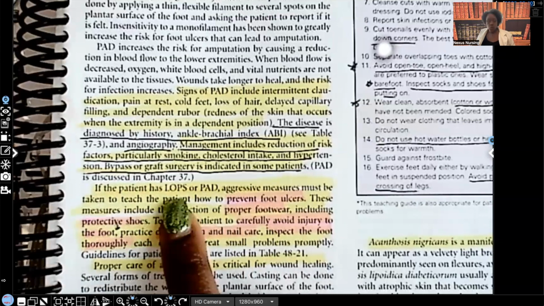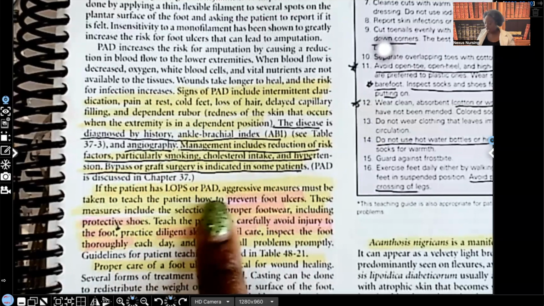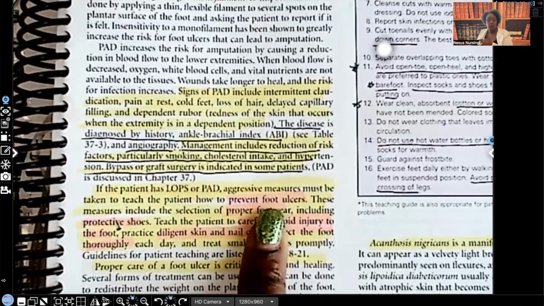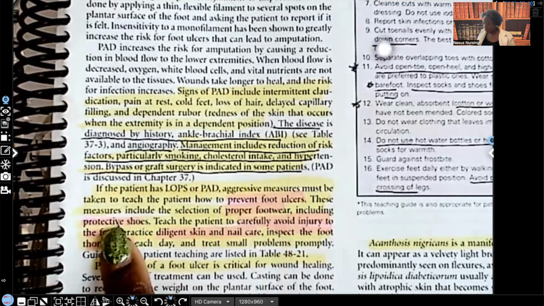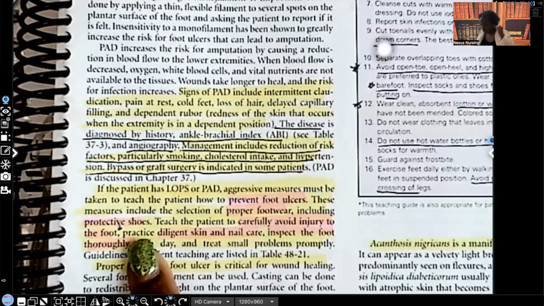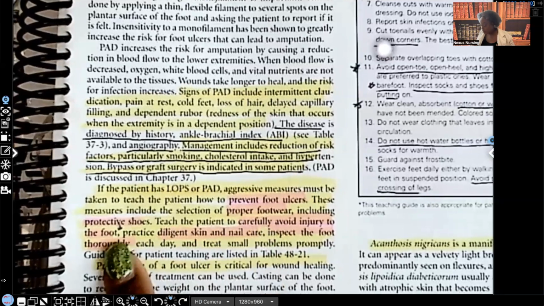In the patient who has LOPS, which is loss of protective sensation, or peripheral artery disease, aggressive measures must be taken to teach the patient how to prevent foot ulcers, because it's these foot ulcers that turn into severe infections, and the patient ends up having to get something amputated, all right? These measures include the selection of proper footwear. These are examples, select all that apply, guys. Proper footwear, protective shoes.